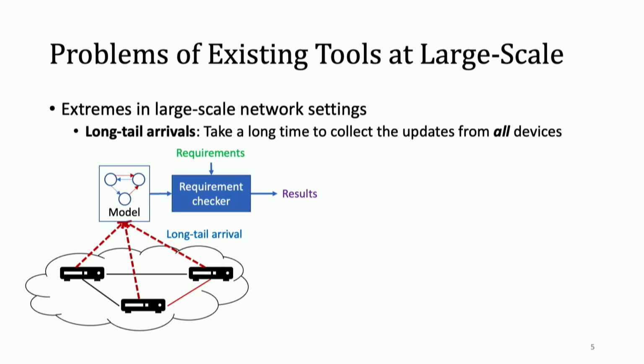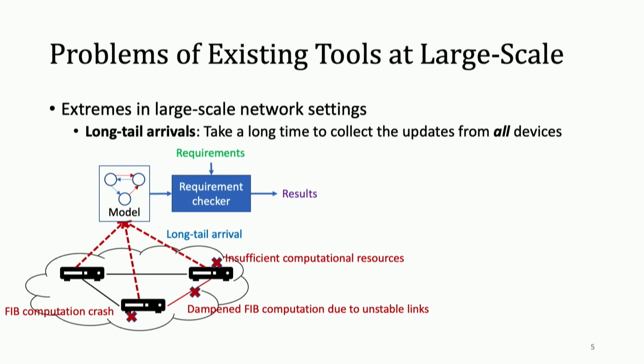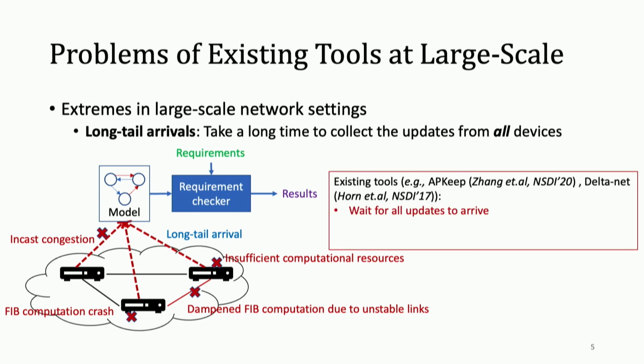The other gap we found is that some updates also arrive too slowly. For example, it takes a long time to collect all the updates from all the devices. And this can happen because of a number of reasons, such as FIB computation crashes in the middle, insufficient computation resources. There can be dampened FIB computation due to unstable links, so the update did not get sent in time. And it can also be due to network problems, such as incast congestion.